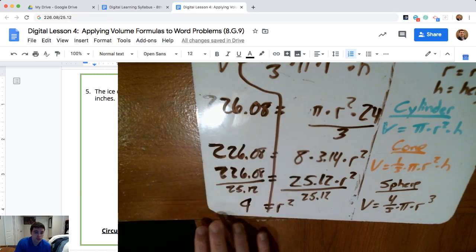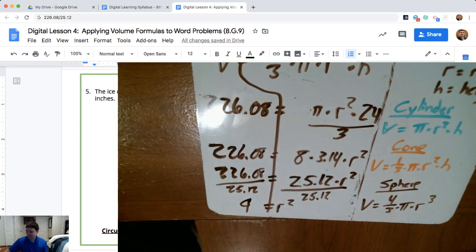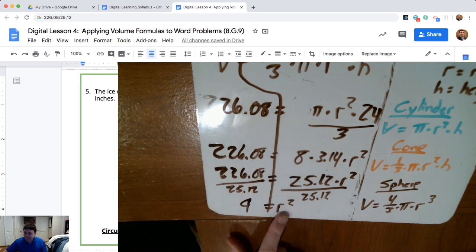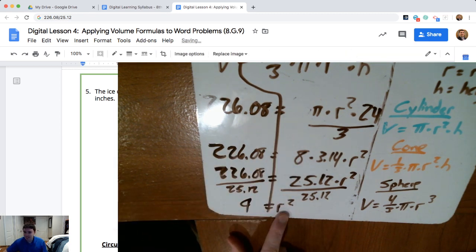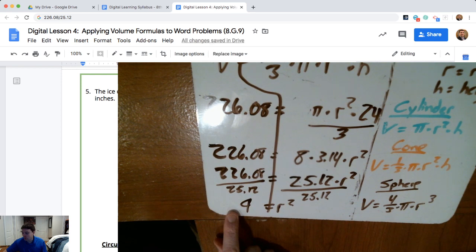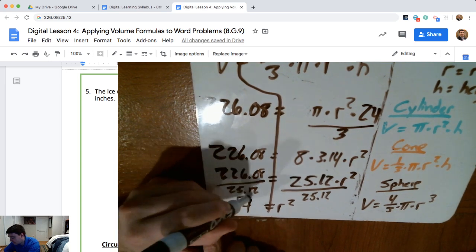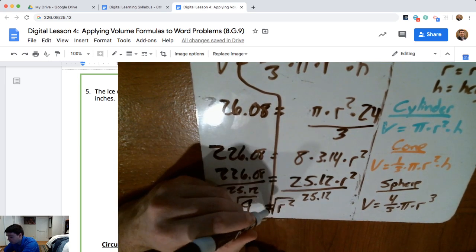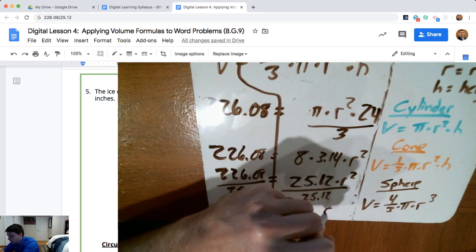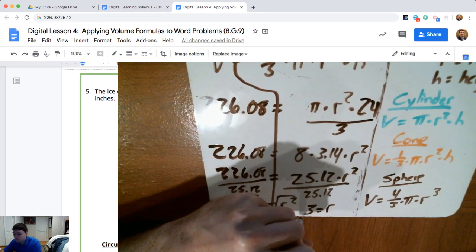So at this point, I know we've done a lot of work, take a breath. At this point, r squared is equal to 9, and I could take a square root from both sides if I didn't know at this point that r was equal to 3, because 3 squared is what would give us 9, so the radius must have been 3. So again, if I square root both sides, that gives us just r is equal to 3, so we know the radius is 3.